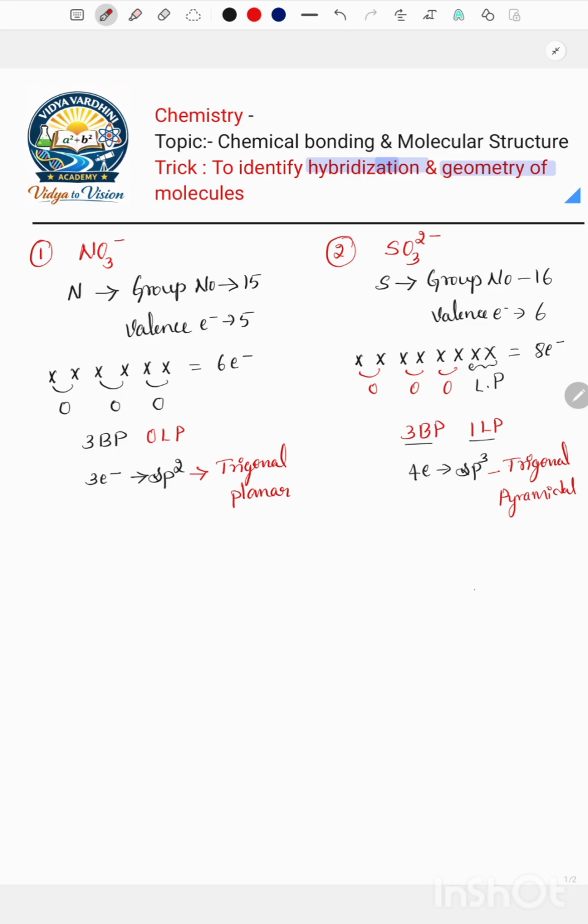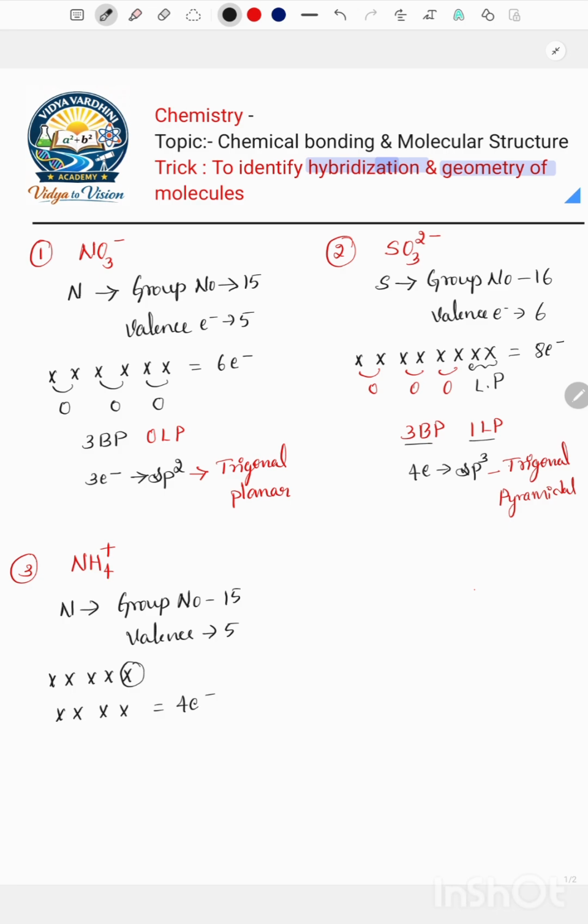Let us take our next example. This is the third example which we are discussing, NH4 plus. Let me see what we should do whenever there is a positive charge. Here also the central atom is nitrogen. Group number is 15. Number of valence electrons, again here it is 5. Let us write 5 electrons: 1, 2, 3, 4, 5. When there is a positive charge, you have to remove 1 electron. I'm removing just 1 electron. Totally it becomes 4 electrons now.